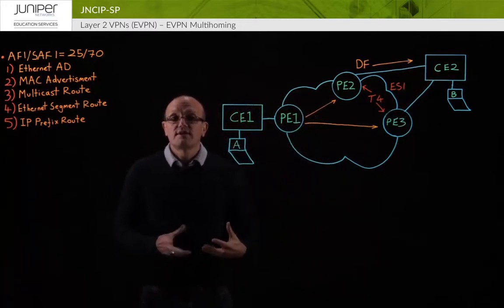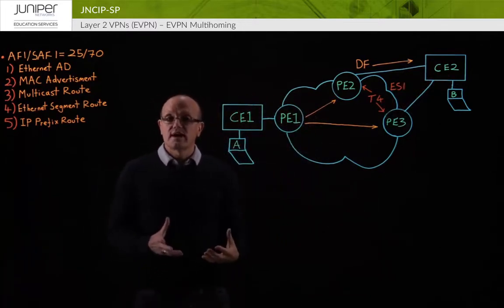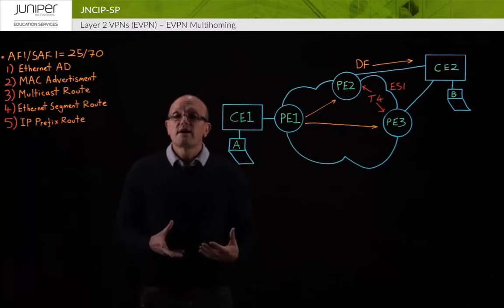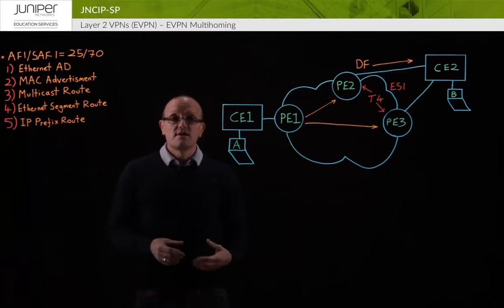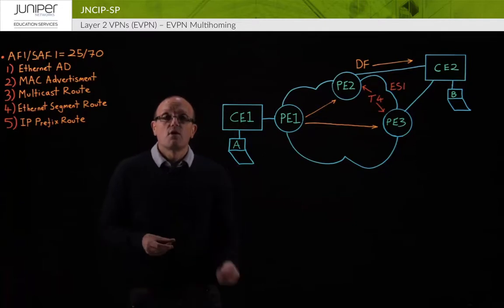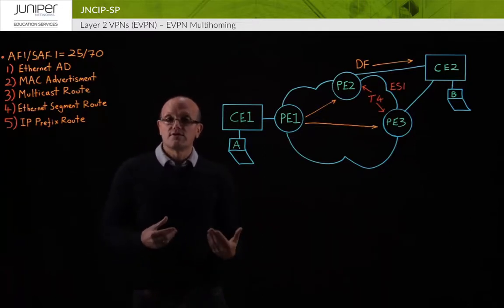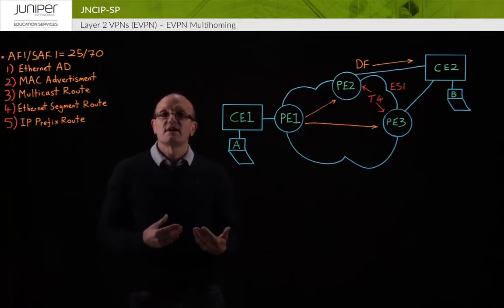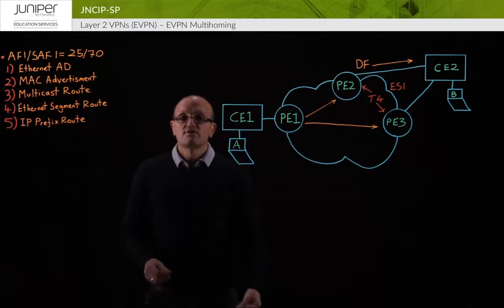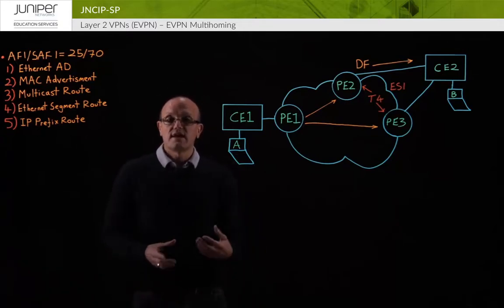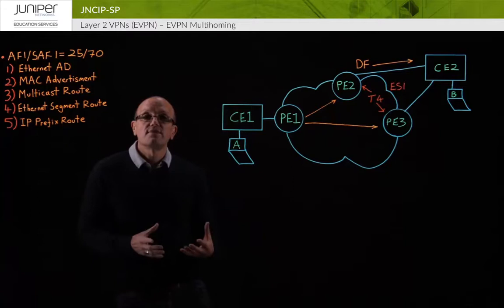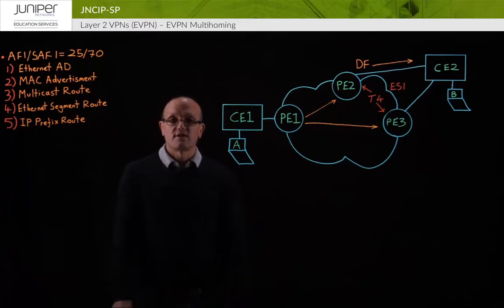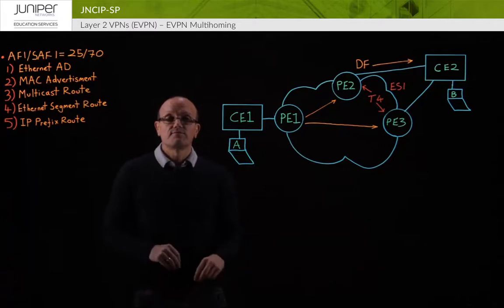Now, this is fine when we have known unicast traffic. But what about if we're dealing with broadcast traffic, multicast traffic, or if we don't know the unicast MAC address? This is where we need to build in certain measures within the protocol to deal with these scenarios. Otherwise, we could quite easily get forwarding loops.